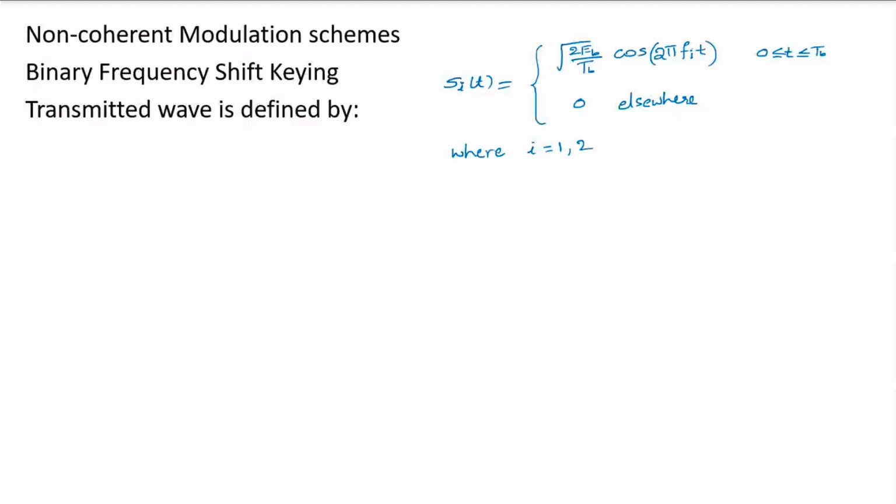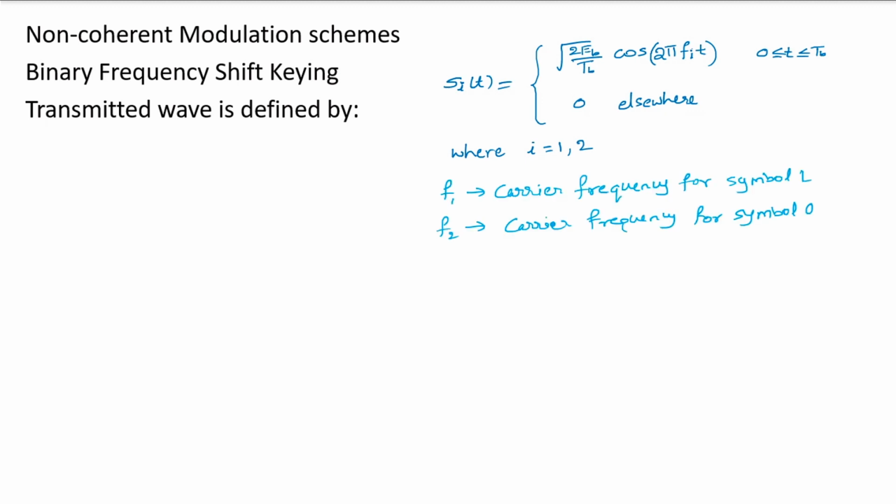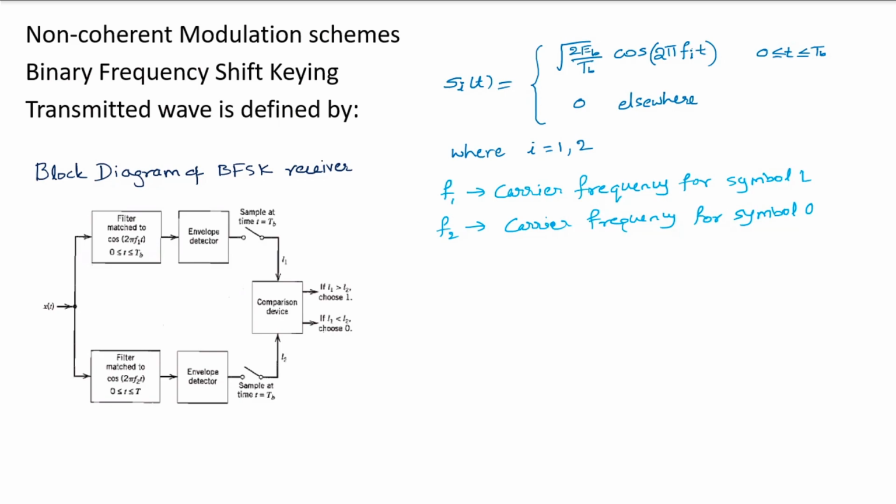And as there are only two binary symbols, I can take i as 1 and 2. So 1 stands for symbol 0, 2 stands for symbol 1, or you take it any way you want: 1 stands for symbol 1, 2 stands for symbol 0. Okay, right? So f1, let us say, is the carrier frequency for symbol 1, and f2 is the carrier frequency for symbol 0. Right? Now the block diagram.